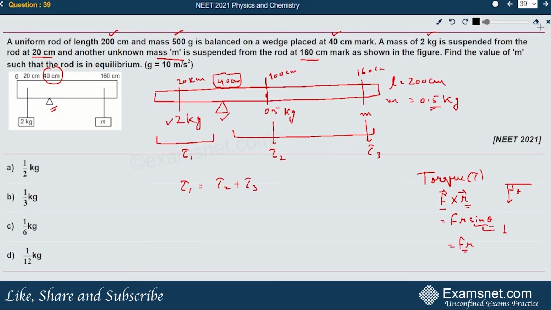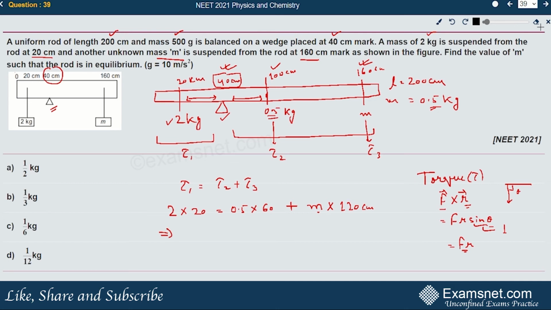Okay. F will be equal to the weight that is being suspended. So for the first one, the force or weight is 2 kg, whereas the distance from the wedge is 20 centimeter. Okay. This distance is 20 centimeter. Similarly, for torque 2, the force is 0.5 kg, whereas the distance from the wedge is 60 centimeter because the wedge is at 40 centimeter and this mass is at 100 centimeter. So the distance from the wedge is 60 centimeter. Got it? Now for torque 3, the force is weight m and the distance from the wedge is 120 centimeter. Okay. Because the wedge is at 40 centimeter and this is at 160. So the distance will be 160 minus 40, that is 120.